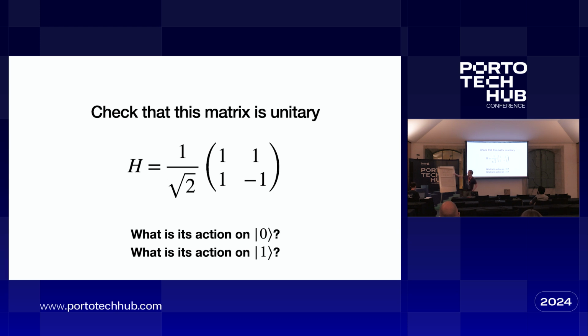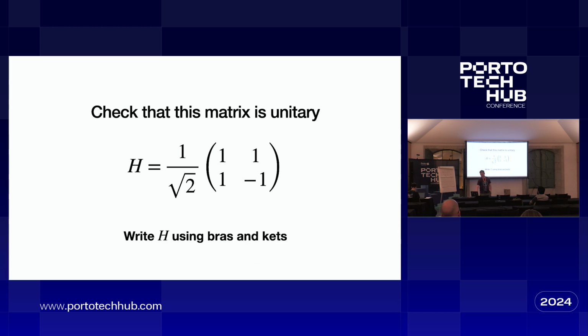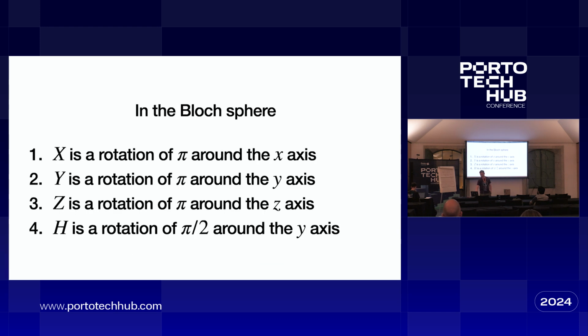Okay? So it takes this state and produces the state 1 on root 2, 0 plus 1, which is the state we are now calling plus. Okay? That's a very useful gate, the Hadamard gate. Cool. So H turns out to be a rotation of 90 degrees around the y-axis.